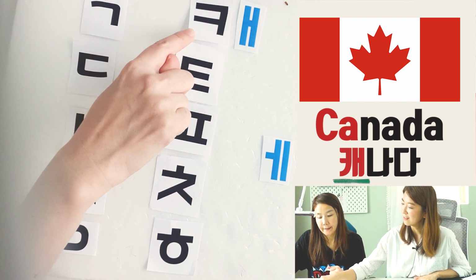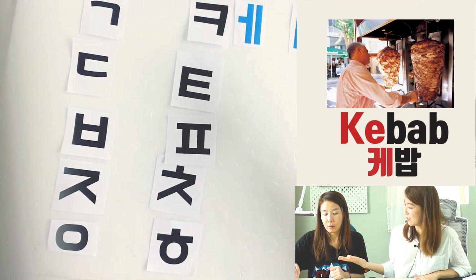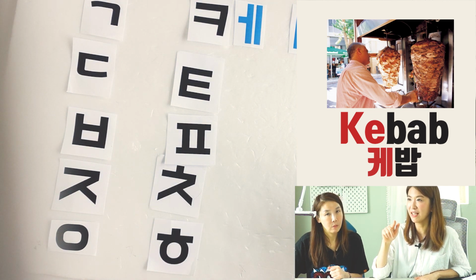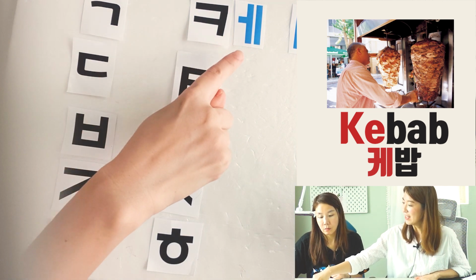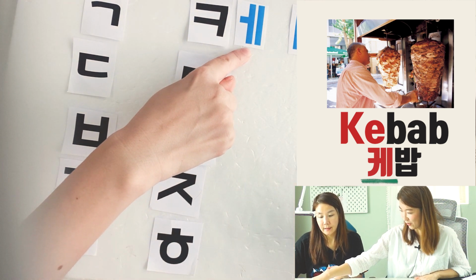So when you write down Canada, the name of the country, the first letter will be like this. K. And did you say what? Kebab? Then she just mentioned kebab. Then we spell kebab like K-E-B-A-B. So for E, we use ㅓ plus ㅣ. So kebab.